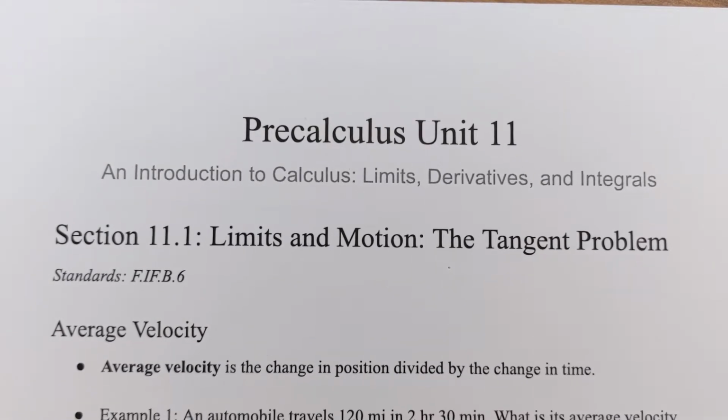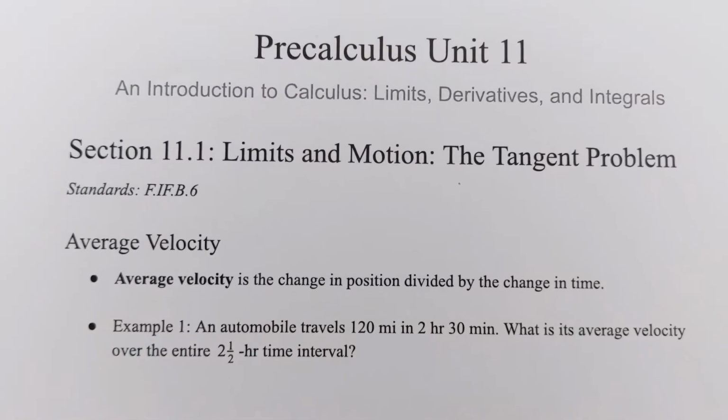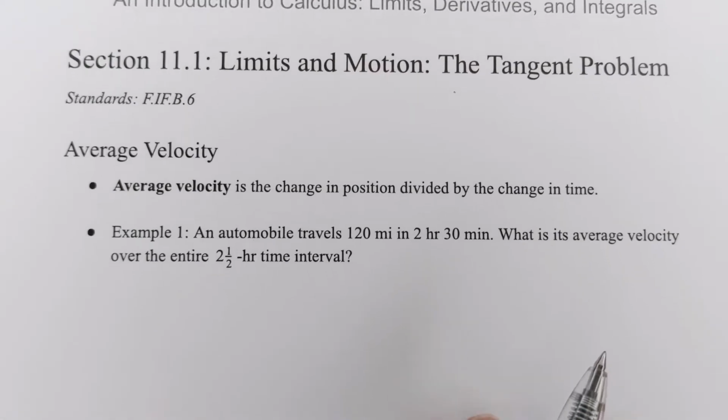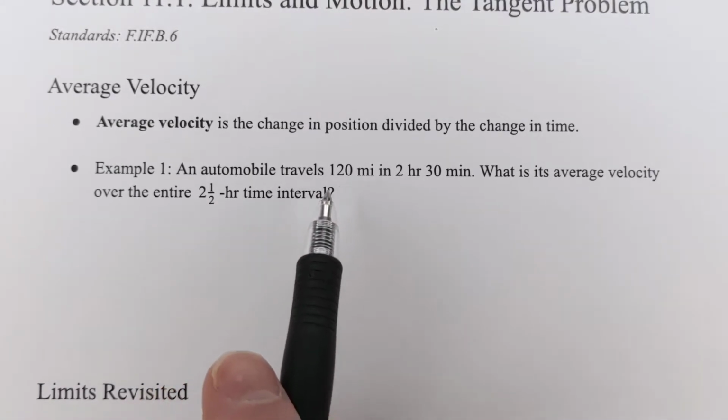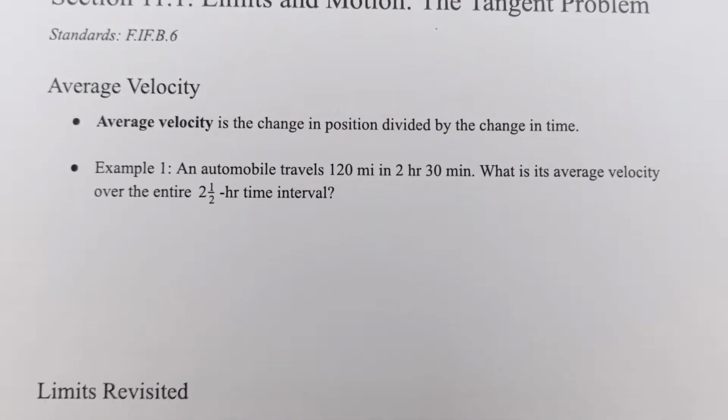All right, so here are the notes for section 11.1, limits in motion, the tangent problem. So the first thing we've got is average velocity, which is the change in position divided by the change in time. So example 1, the automobile travels 120 miles in 2 hours, 30 minutes. What's its average velocity over the entire 2.5 time interval?